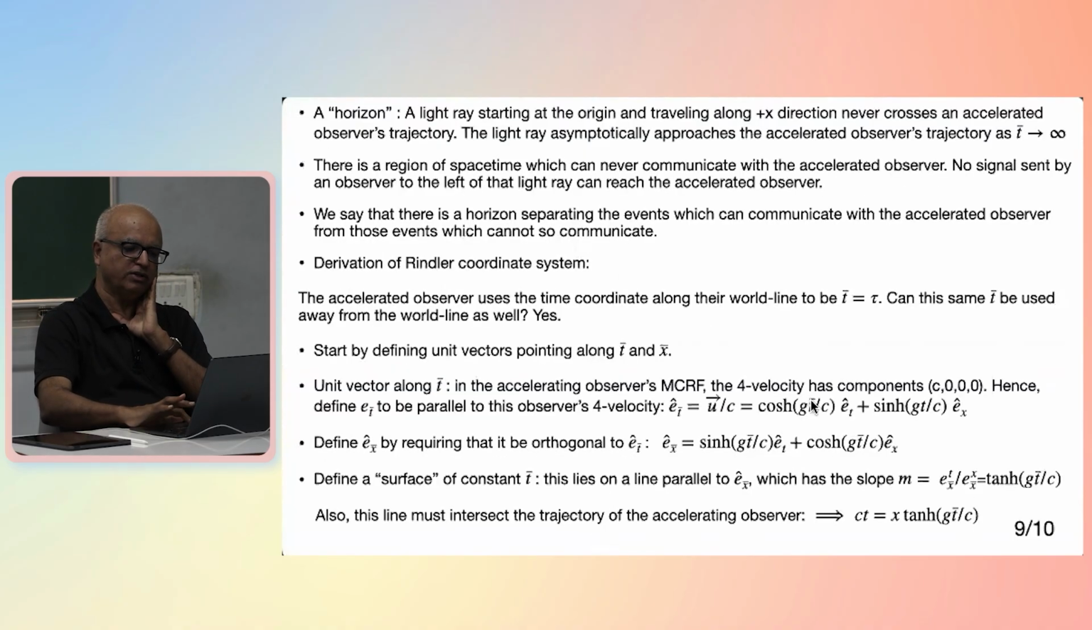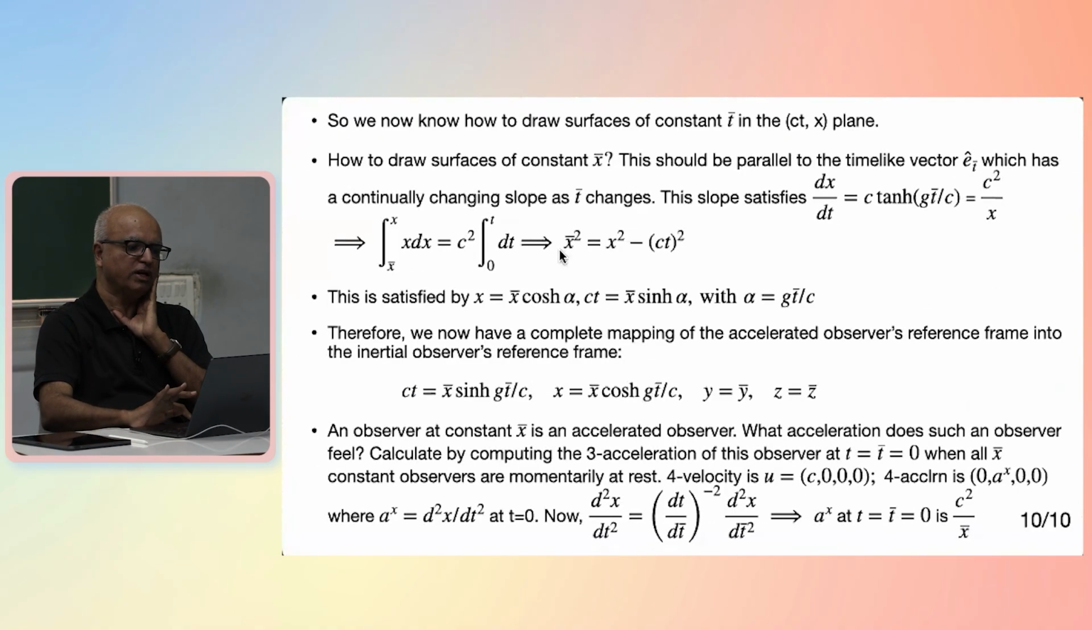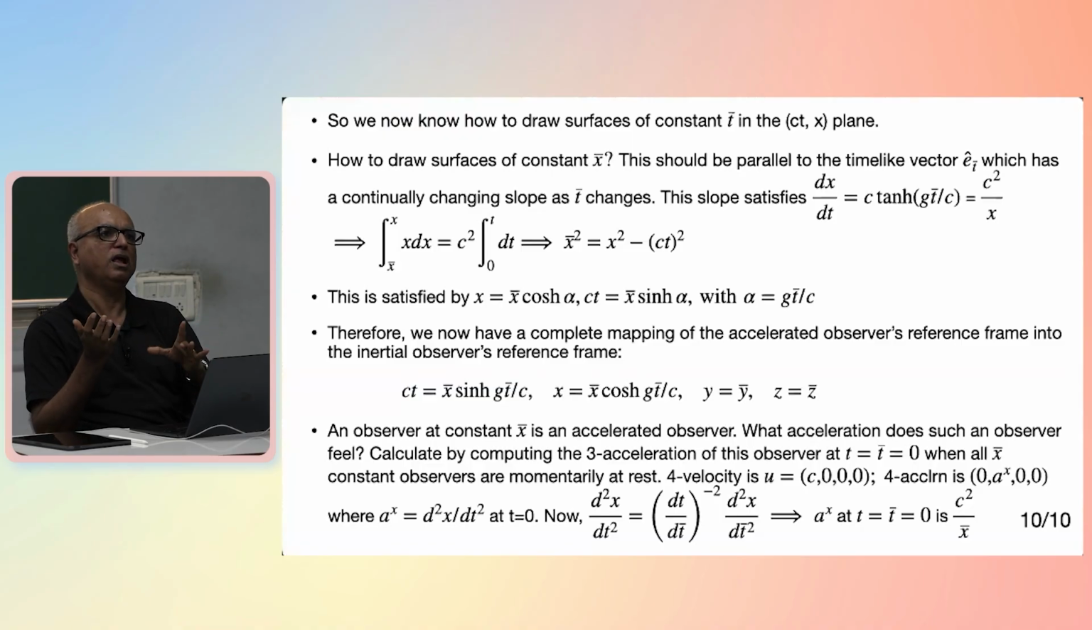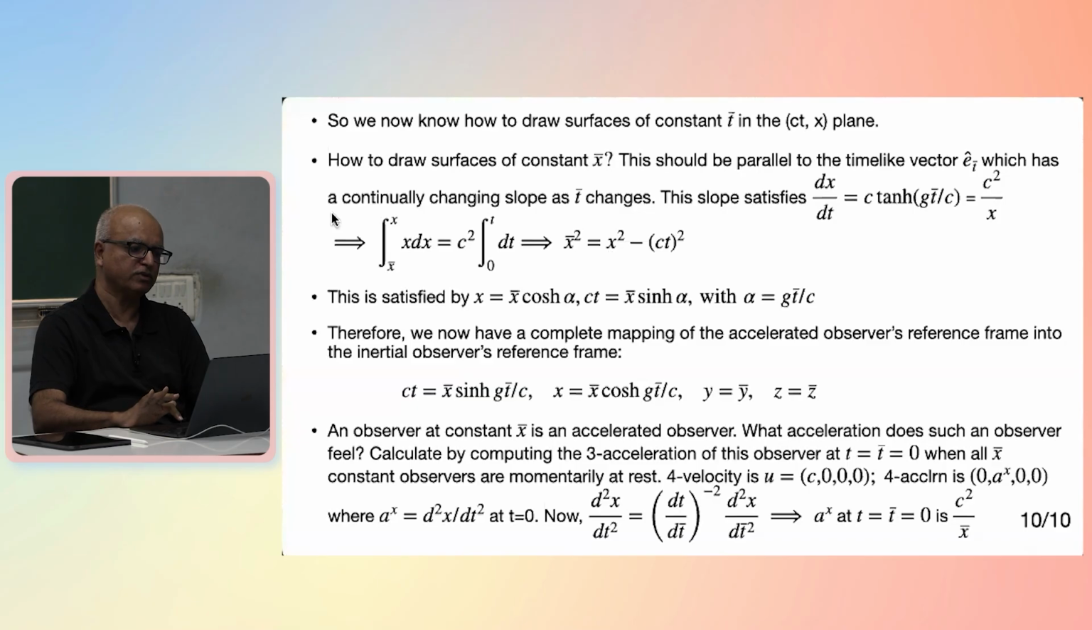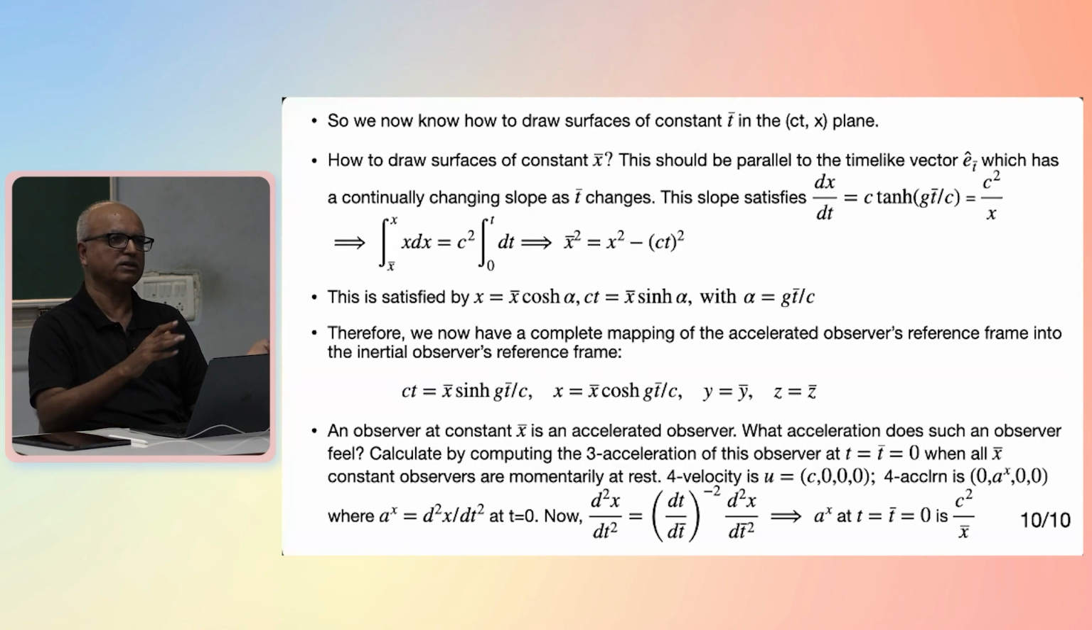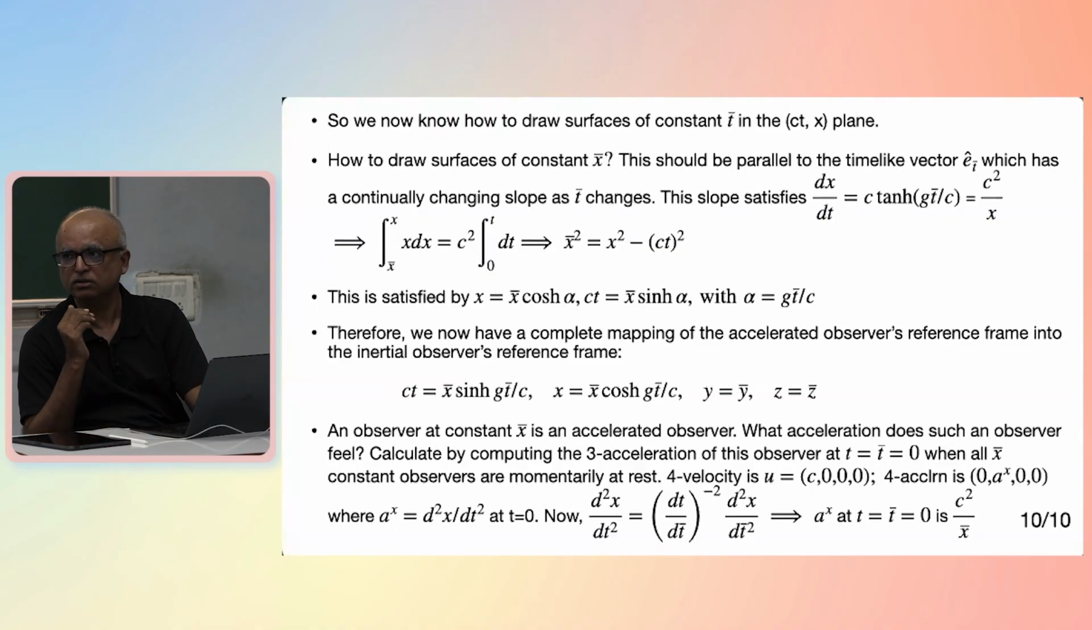Surfaces of constant t bar satisfy this relation: c t equals x tangent. Surfaces of constant x bar satisfy this relation. So, we want to know, given x and t, how to find surfaces of constant t bar and surfaces of constant x bar. Here the lower limit in this integral is x bar, because to begin with x is set equal to x bar.